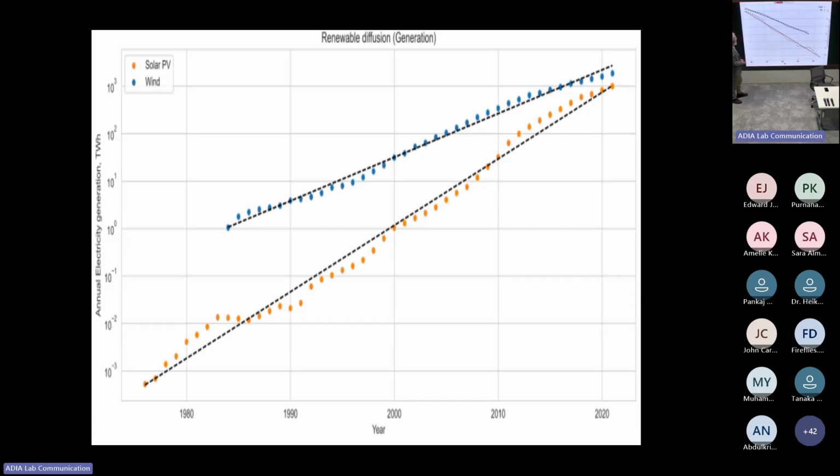Just to blow things up a little bit, we see the data for solar and wind blown up and on its own with a line put through the middle. And what you can see is that so far there are wiggles in these curves, but roughly speaking, the deployment has been going up exponentially.